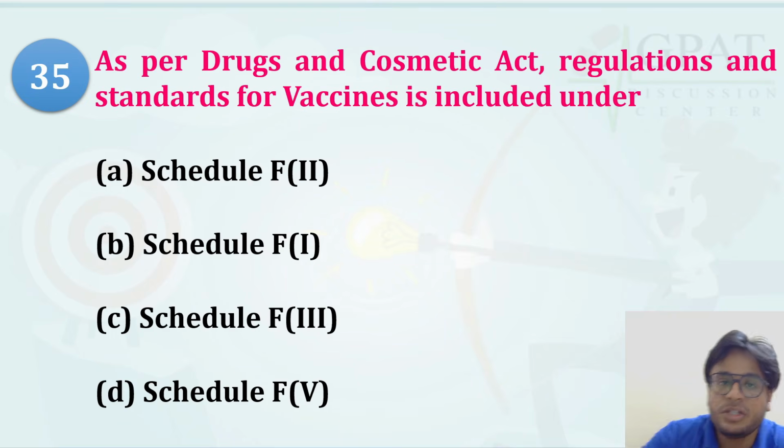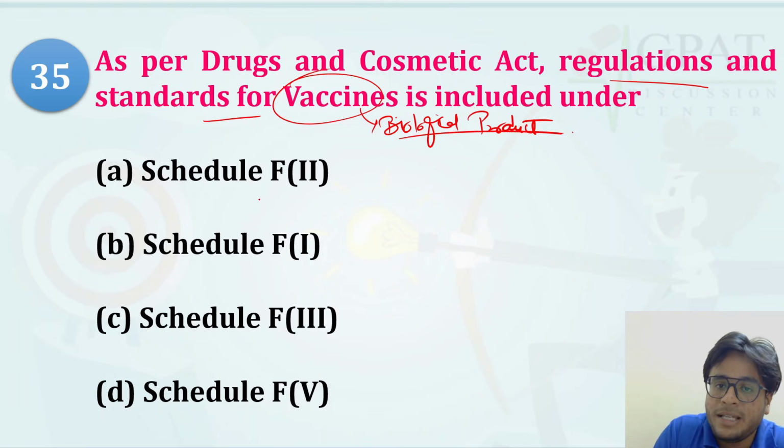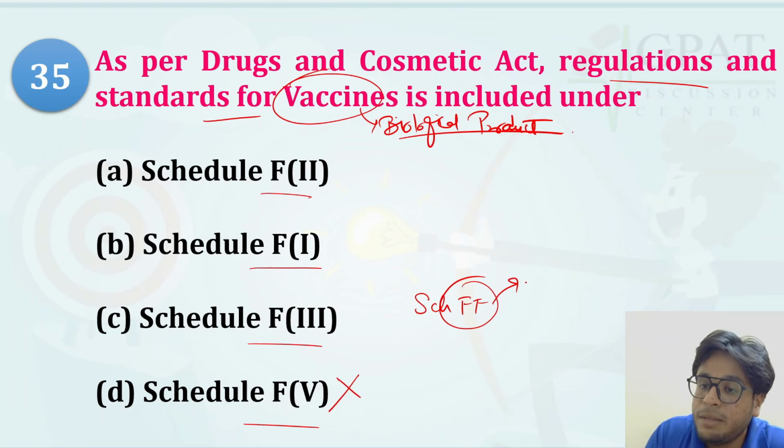Coming towards our next question, as per the DNC Act, Drug and Cosmetic Act, the regulations and the standards for vaccines. So vaccines are mainly considered under biological products. Biological products that need to be stored at a very low temperature are included under: option A is schedule F2, option B is schedule F1, option C is schedule F3 and option D is schedule F5. So F5 is no schedule. There is no schedule with the name F5, but there is a schedule FF, that you can also remember by double focus.